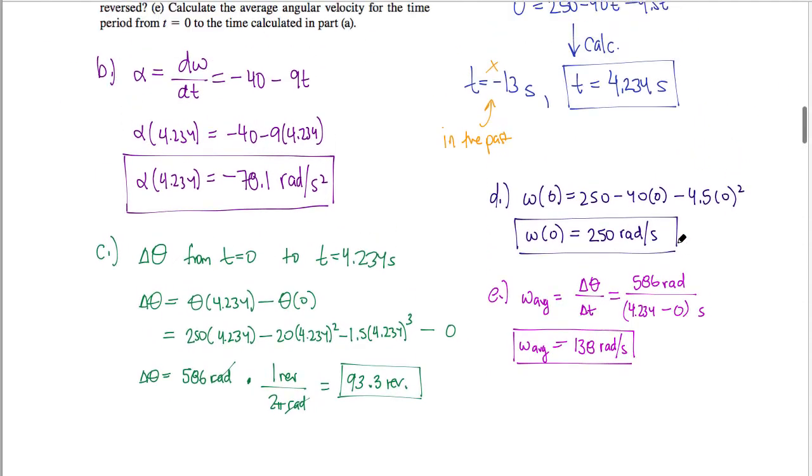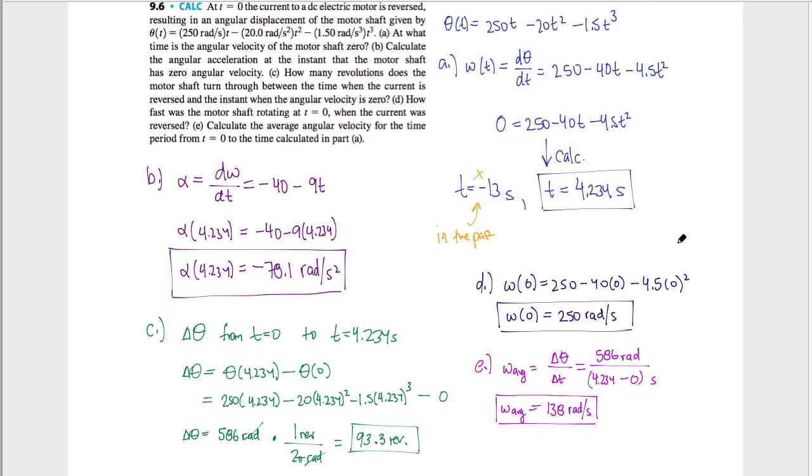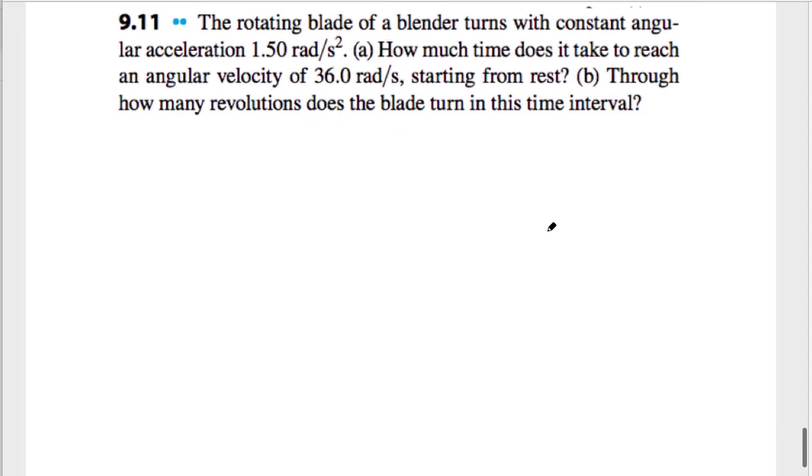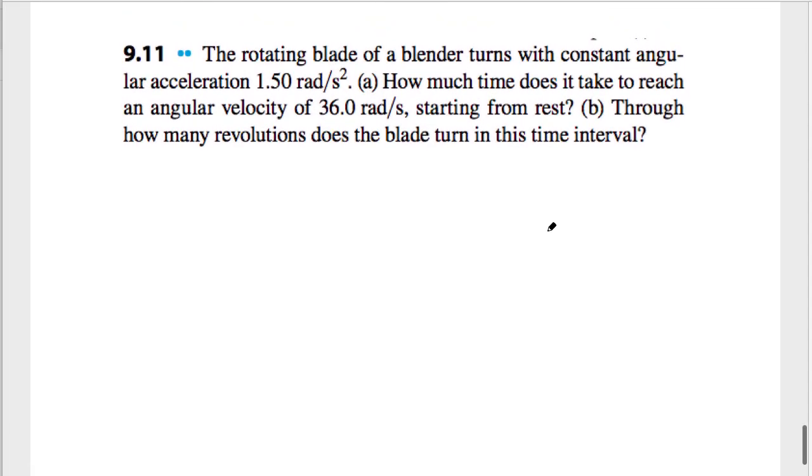So this is really just different applications of our kinematics and differential calculus. For question 9.11, the rotating blade of a blender turns with a constant angular acceleration of 1.5 radians per second squared. So alpha is equal to 1.5 radians per second squared. How much time does it take to reach an angular velocity of 36 radians per second starting from rest?